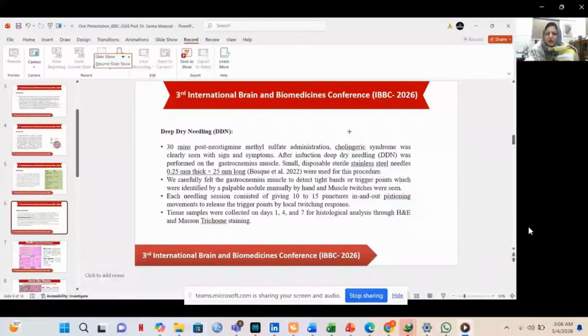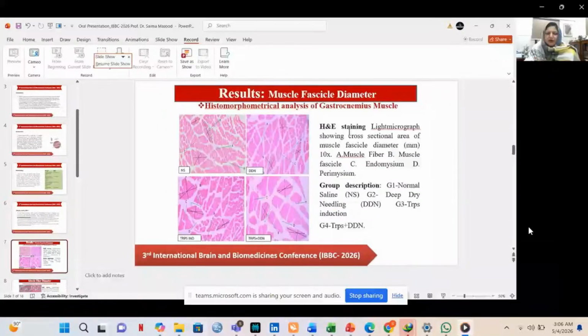Our results regarding histopharmacological analysis of gastrocnemius muscles: this is how we processed the slides. We took samples of gastrocnemius muscles, fixed them in buffered formalin solution, and used ascending grades of ethanol for dehydration. Later on we did microtomy, and after staining with standard hematoxylin and eosin protocol, we analyzed the muscle sections under the microscope.